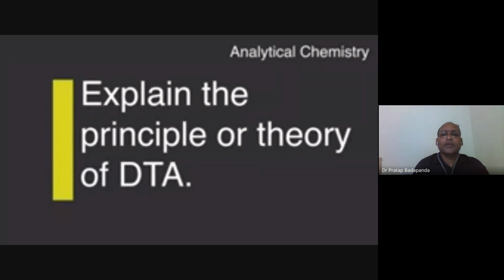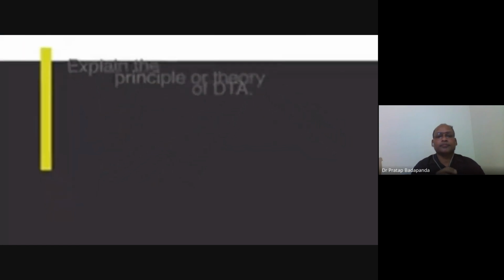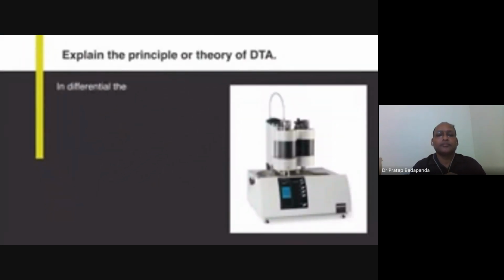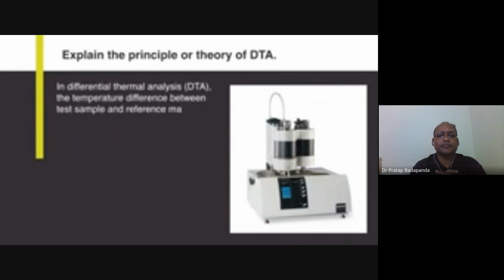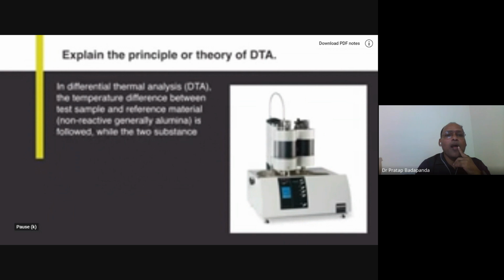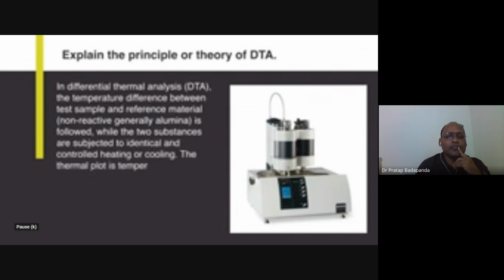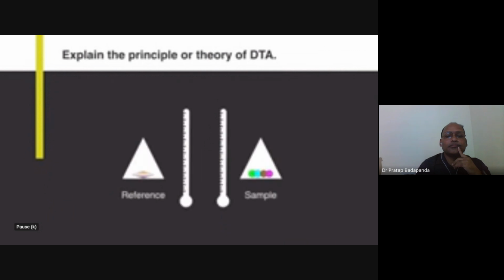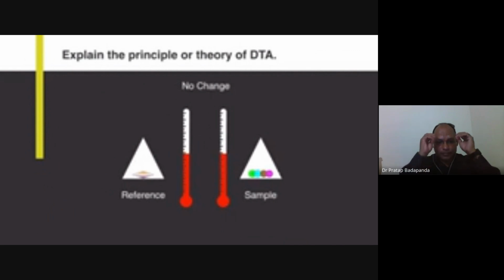The theory of differential thermal analysis. In differential thermal analysis or DTA, the temperature difference between the test sample and reference material, which is non-reactive and generally is alumina, is followed while the two substances are subjected to identical and controlled heating or cooling. The thermal plot is temperature difference versus the temperature of reference material. If the sample does not undergo any physical or chemical change, then there will be no temperature difference between sample and reference. But a temperature difference will definitely occur if the sample undergoes any chemical change.